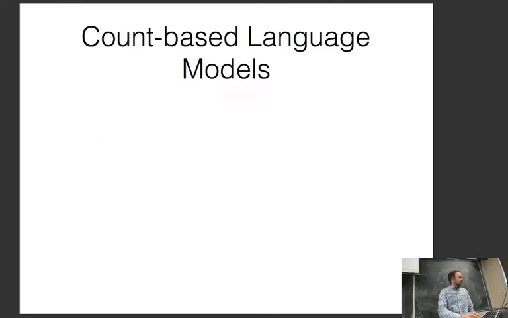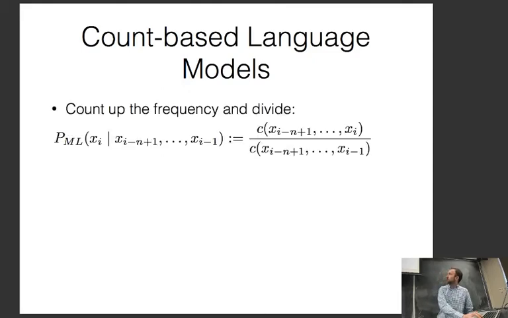I'm assuming that everybody knows n-gram language models because the prerequisite for the class was that you took algorithms for NLP, which covered these. But just in case, I will do a very brief review. The way we calculate the probability in an n-gram language model is we count up the frequency of each sequence and divide.